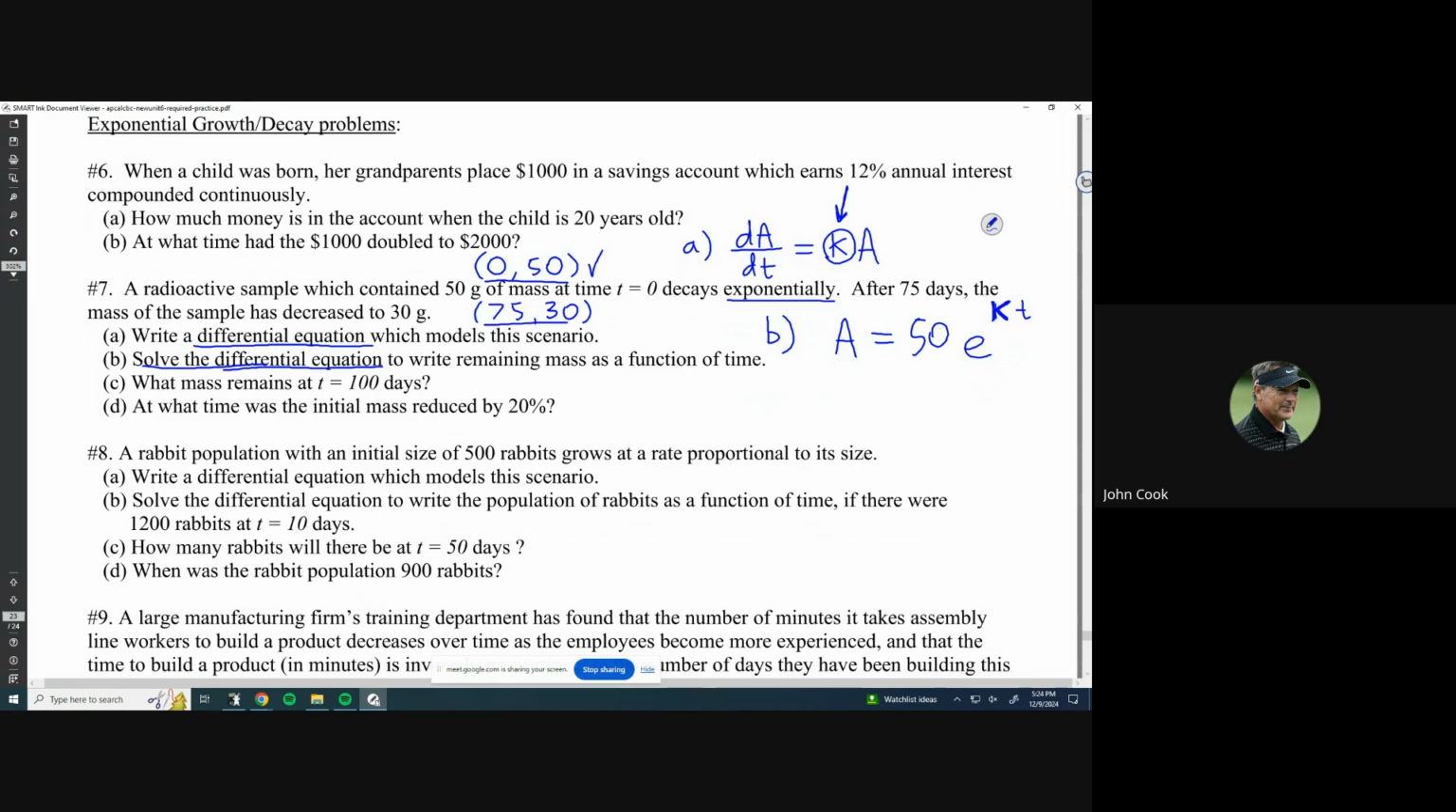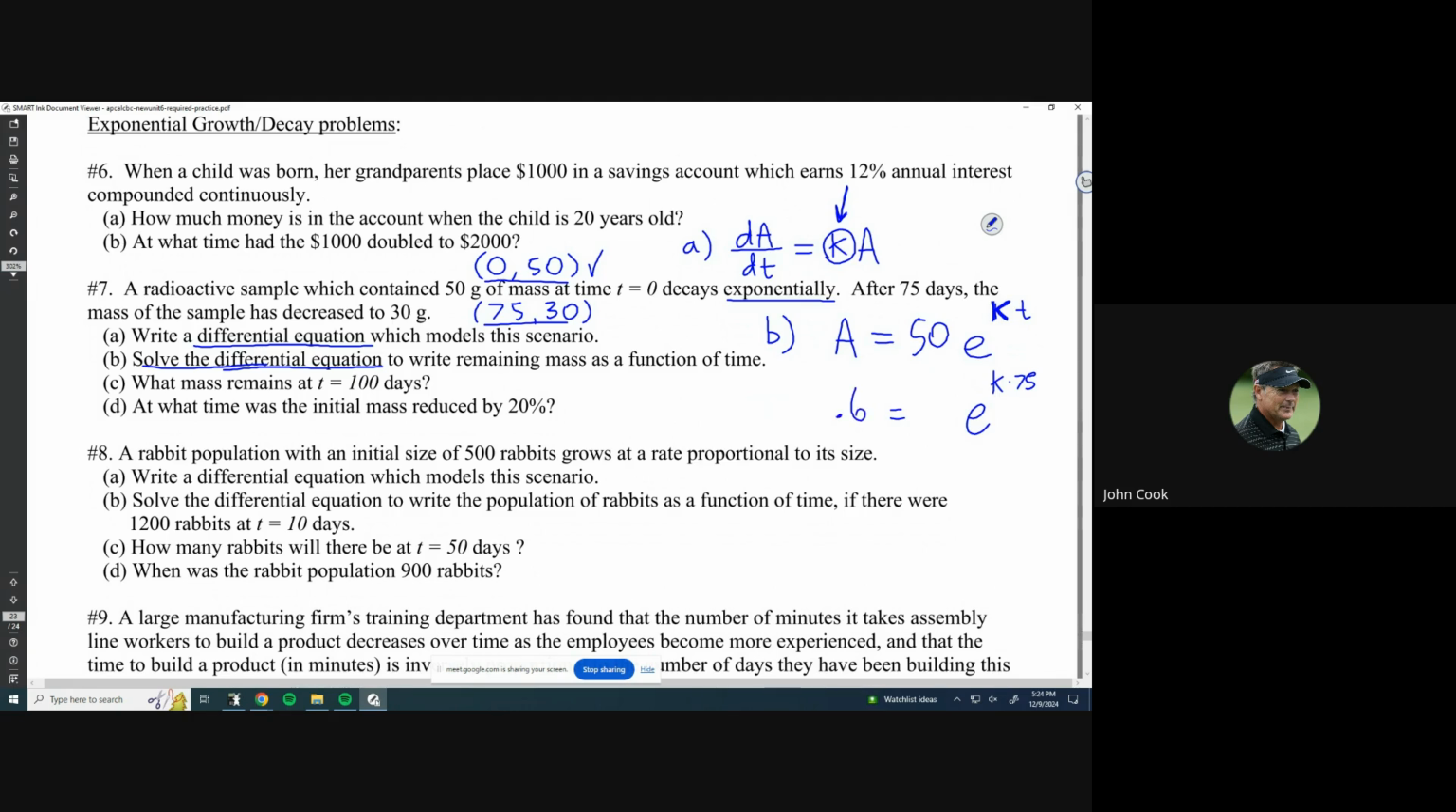And now I'm going to be able to solve for K with the next initial condition. When t is 75, so k times 75, we get 30 for our output for A. Okay, so now we're just going to go ahead and solve for the k value. So the first thing is we're going to divide by 50 on both sides. So that turns into a 1 right there. And 30 over 50, if you use your calculator, you get 0.6.